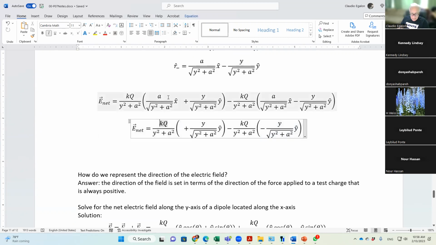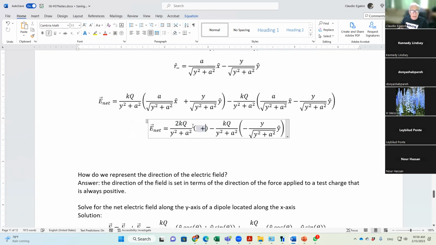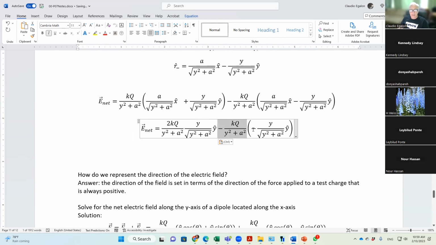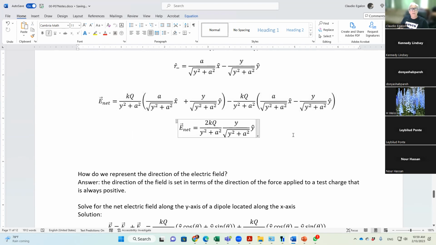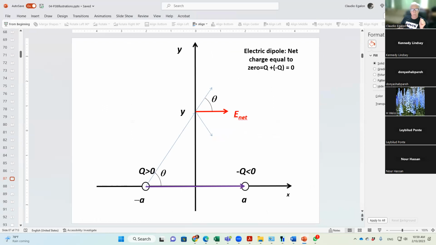So we end up having something like that, 2kq multiplied by that. And this minus sign cancels out with this other minus sign, and you end up summing up. So that's what we get for the net electric field of a dipole along the y direction only. Okay? 10:59 right now. Remember this, we took quite some time to do.